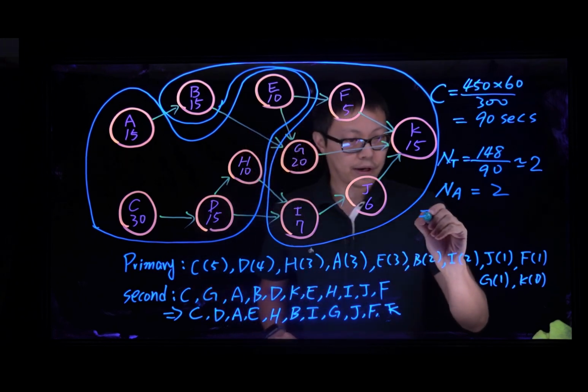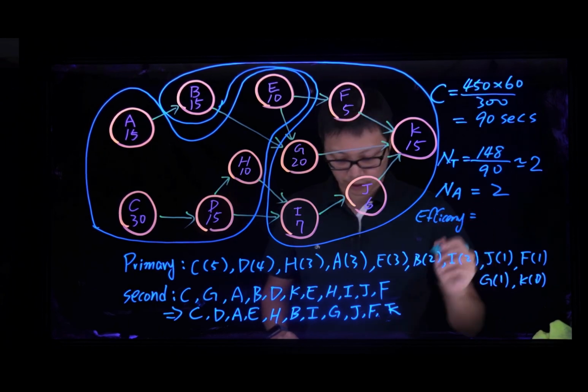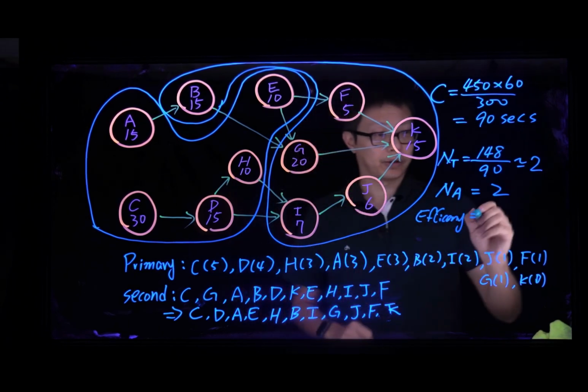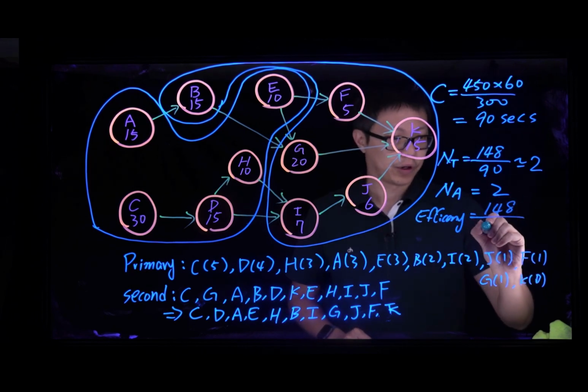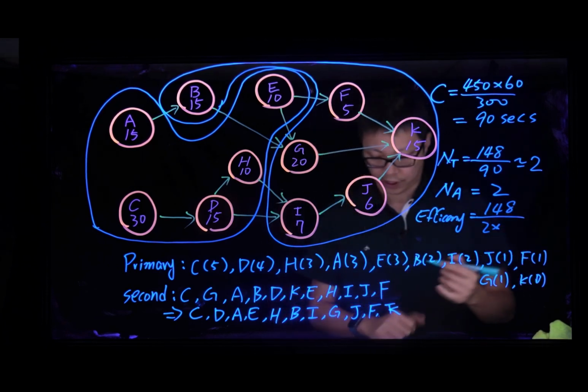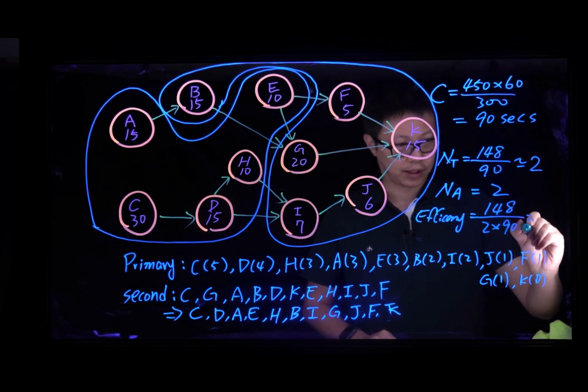And I can calculate the efficiency. The efficiency will be the total task required time, 148. I have 2 workers. Each one will have a cycle time of 90. So that means my efficiency is equal to 82.2%.